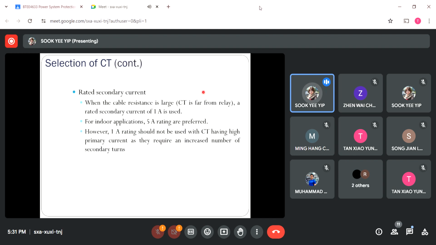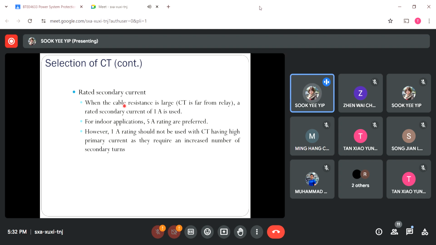What is the other factor I have to consider if I want to select the current transformer? It would be the rated secondary current value. We have 1 amp and 5 amp, right? In the event that you expect a long distance connecting the relay and the current transformer, this indicates a situation where the cable resistance is very high.